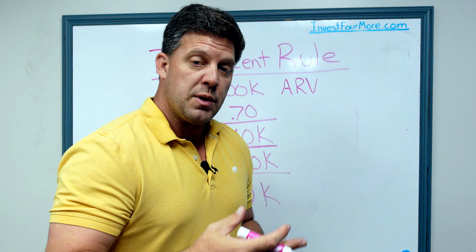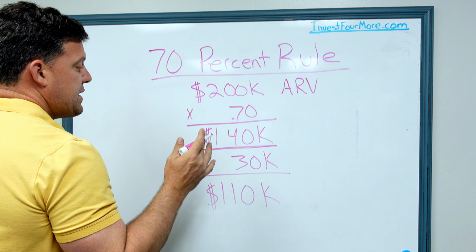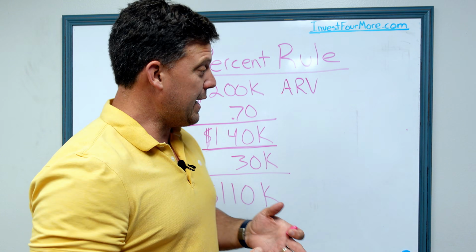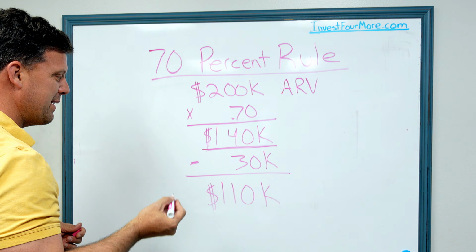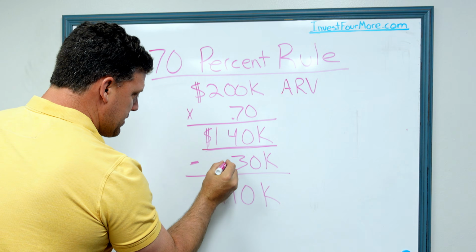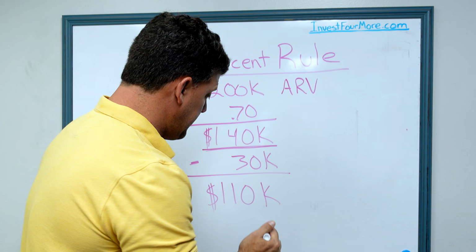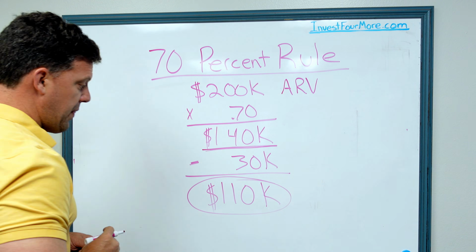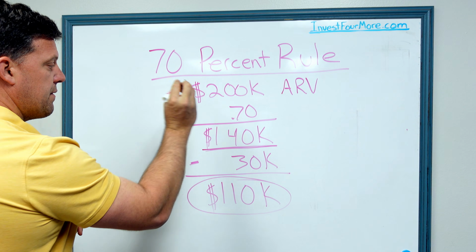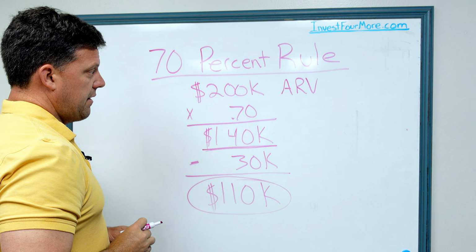Then the rule states you subtract whatever repairs are needed. So we're assuming this house needs $30,000 in repairs. In today's market, that means it's a pretty cosmetic flip because things are so expensive to repair. So $200,000 times 70% minus repairs gives you the price that you should pay for this house flip to make it a good flip, which is $110,000. So according to the 70% rule, that's what you pay for this house, and all you need to know is the repair cost and the ARV cost.